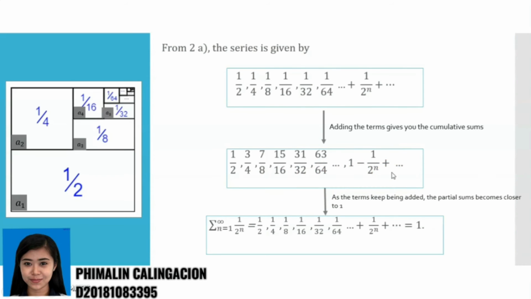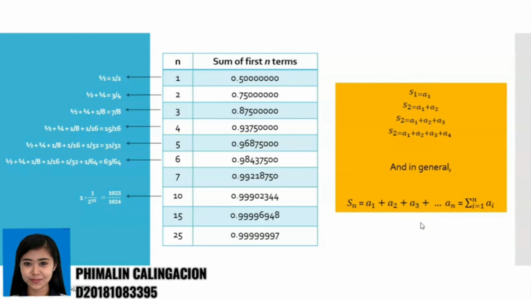If you notice, as the terms keep being added, the partial sums become closer to 1. To take a closer look, let us see it in the form of a table. The first n here represents the term 1 over 2, or 0.5 in decimal form. The second n is 1 over 2 plus 1 over 4, which equals 0.75, or 3 over 4. And this process continues for the rest of the terms.